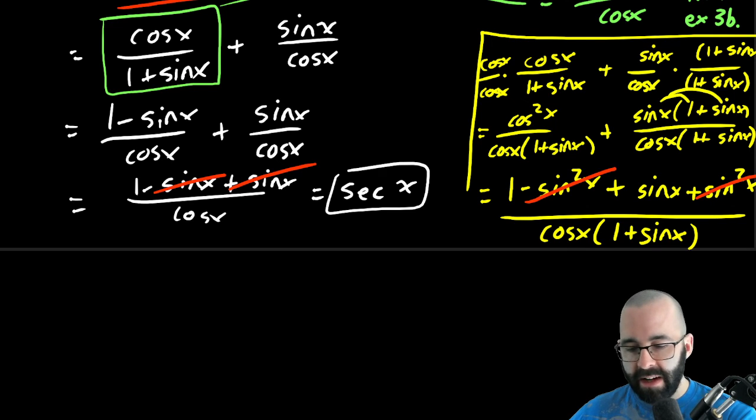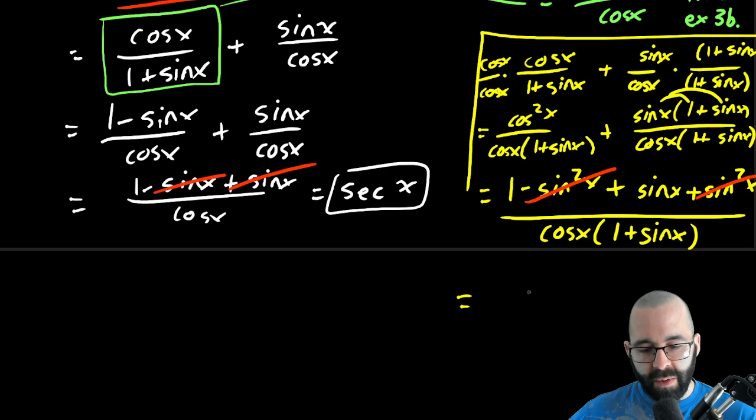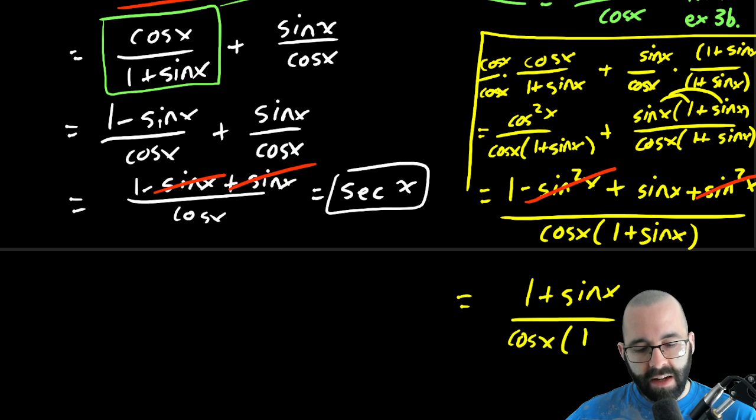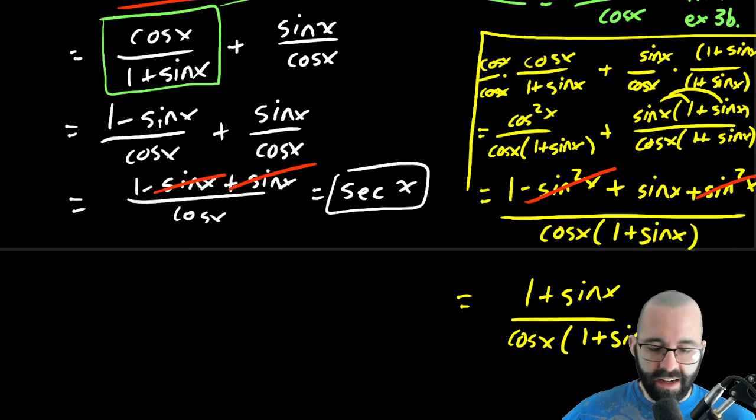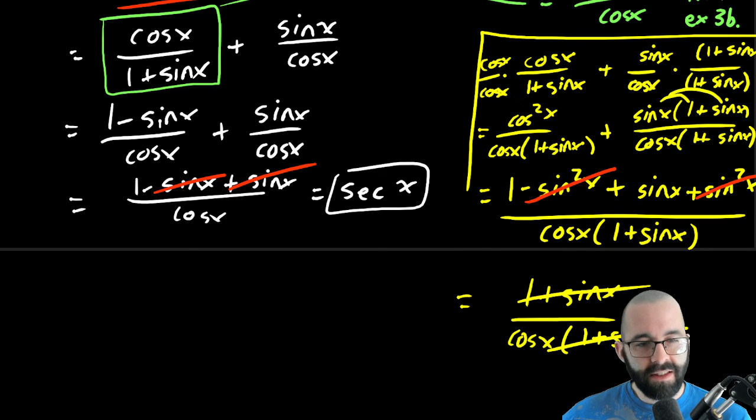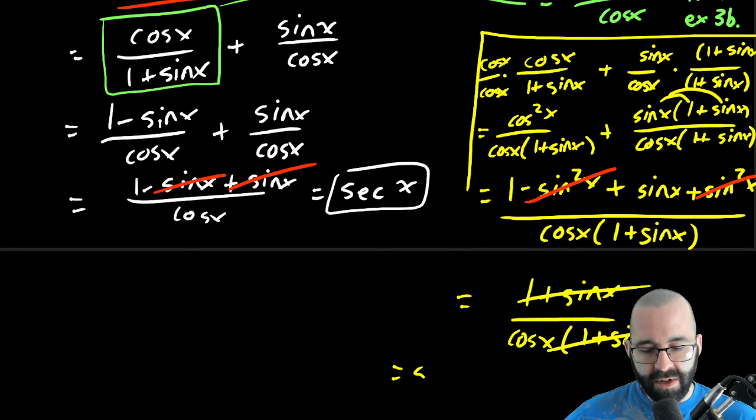Oh, this cancels. Great. And when it cancels, what are we left with? 1 plus sine of x over cosine of x times 1 plus sine of x. I'm still blocking it. Oh, and the 1 plus sine of x cancel. We're left with 1 over cosine, which is secant of x, just like before.